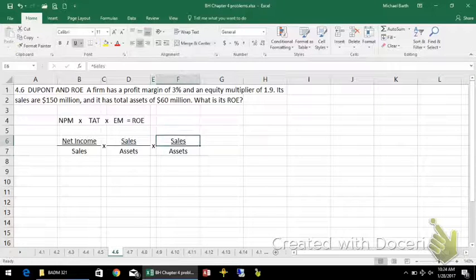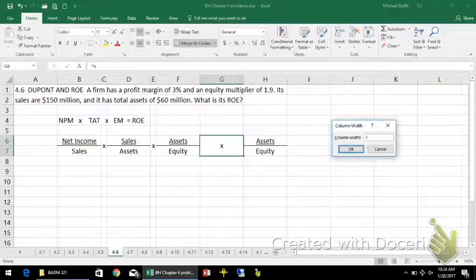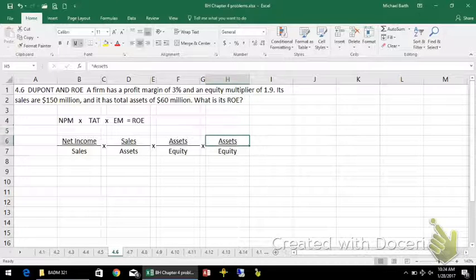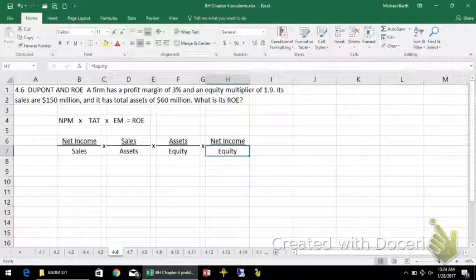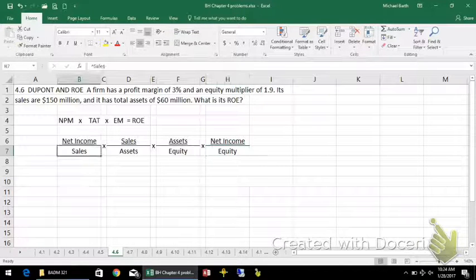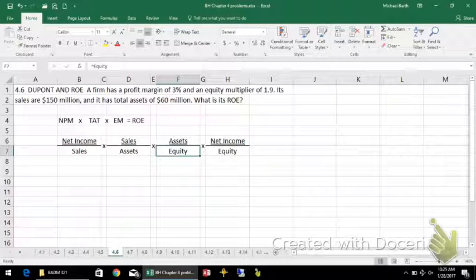Then if you multiply the equity multiplier times what's left, the equity multiplier is assets per dollar of equity. Okay, so that's the math behind all of this. And then you end up with net income over equity because sales cancels out here, assets cancels out here, now you have net income over equity.